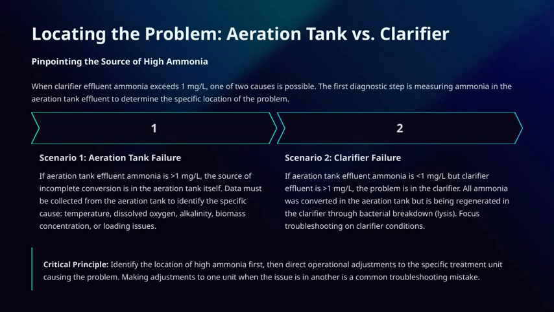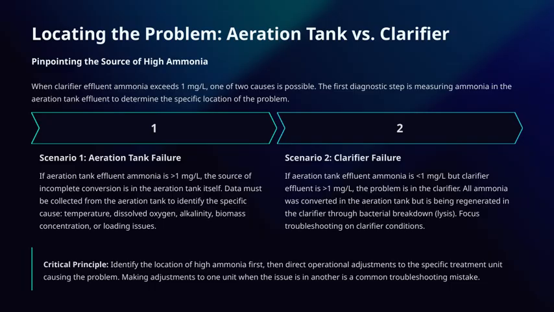Let's talk about how we locate the problem when it comes to high ammonia levels, specifically comparing the aeration tank and the clarifier. When we see that the ammonia in the clarifier effluent exceeds 1 milligram per liter, the first step is to pinpoint where the issue is actually originating. The initial diagnostic step is to measure the ammonia in the aeration tank effluent. This helps us determine whether the problem is happening upstream or downstream. Now, if the ammonia in the aeration tank effluent is greater than 1 milligram per liter, that indicates the source of incomplete conversion is inside the aeration tank itself.